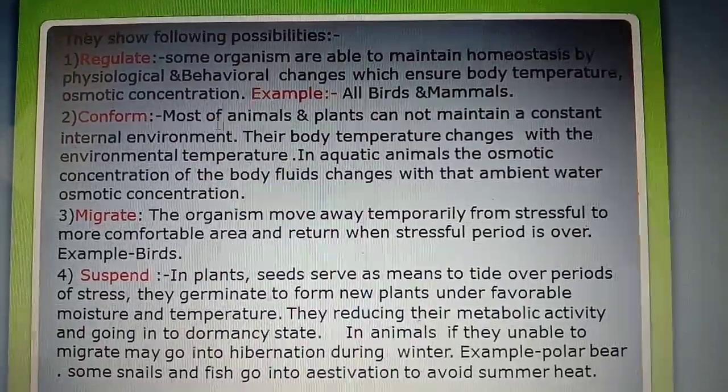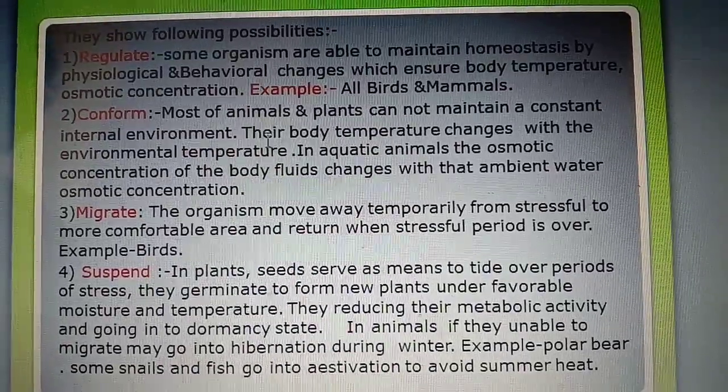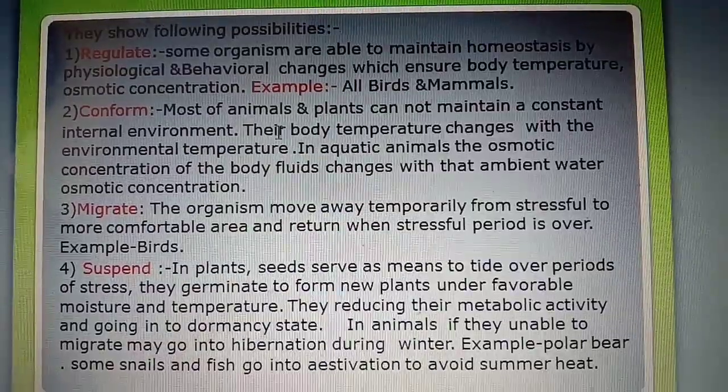Then the second point is conform. In that, most animals and plants cannot maintain a constant internal environment.